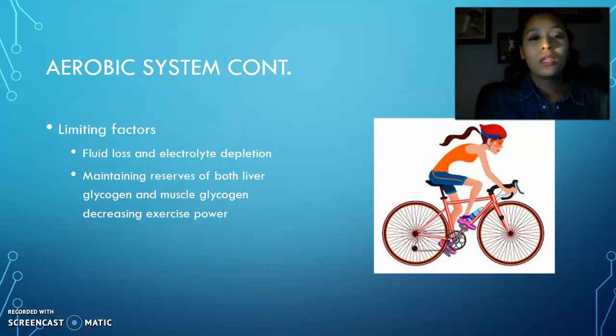Although the aerobic system has a longer duration, it does have some limiting factors, and that's due to fluid loss and electrolyte depletion, which comes from the longer period that the exercise is performed. Another limiting factor is maintaining the reserves of both liver glycogen and muscle glycogen, which decrease through exercise, and that's due to fatigue.